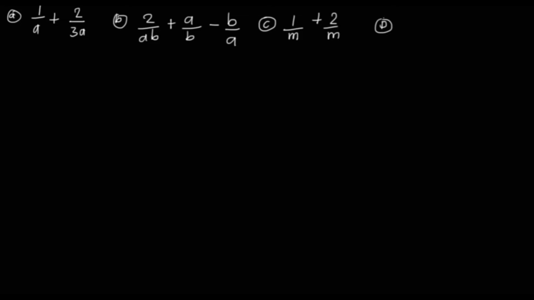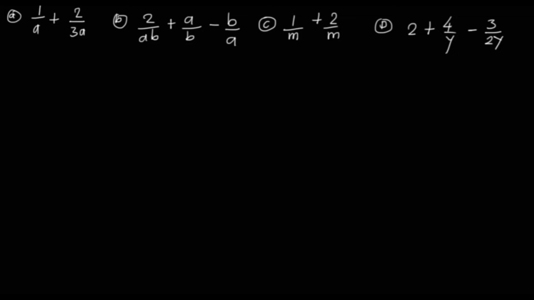Our c here will have 1 over m plus 2 over m. Our d will have 2 plus 4 over y minus 3 divided by 2y. Now we are going to simplify each algebraic expression given. So let's begin with the first part here.